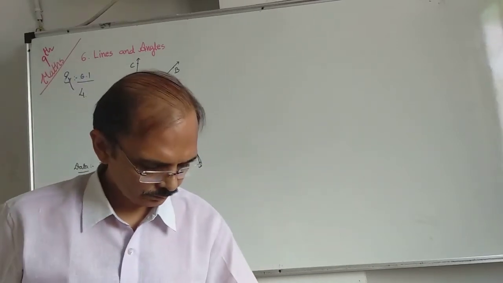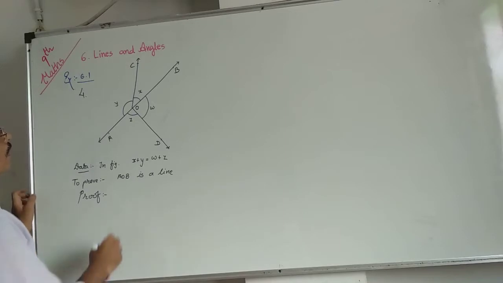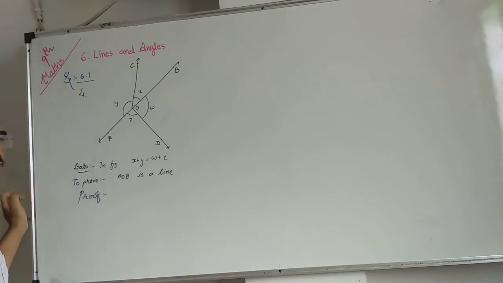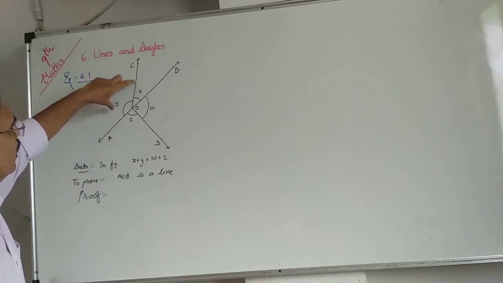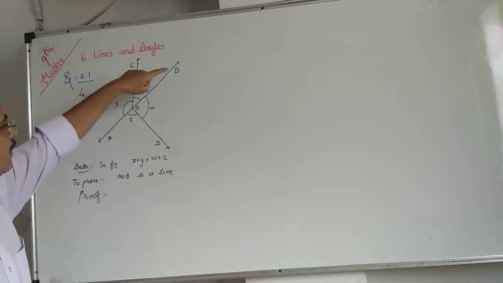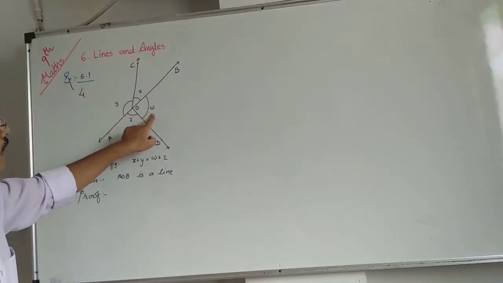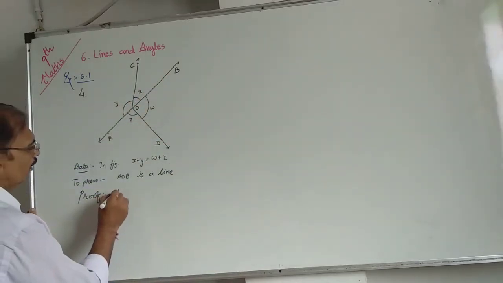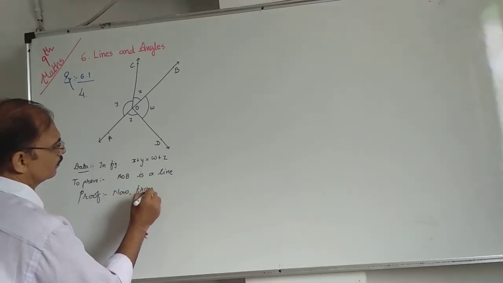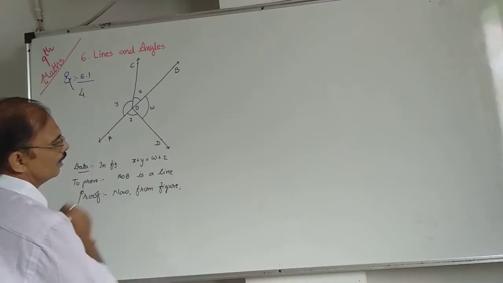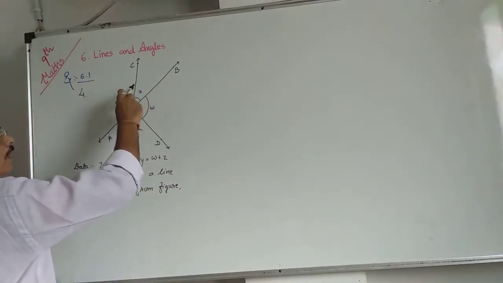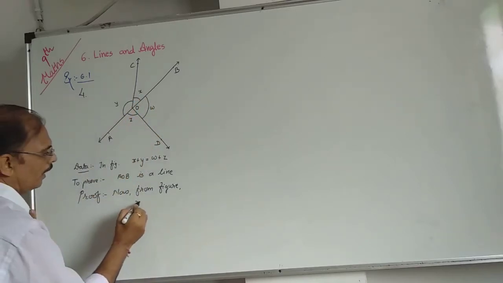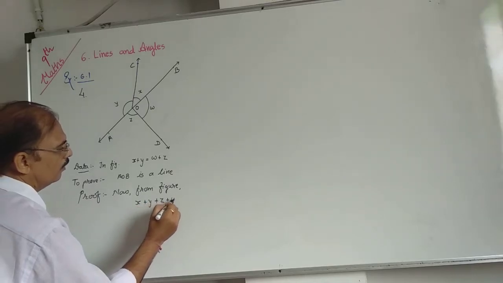See, X plus Y, I don't know whether X plus Y is 180 or not. I want to prove that X plus Y is 180. If X plus Y is 180, I can say AOB is a line. If Z plus W is also 180, then I can say that AOB is a line. Now, from figure, you can say that total X plus Y plus Z plus W, all the four, form a circle.